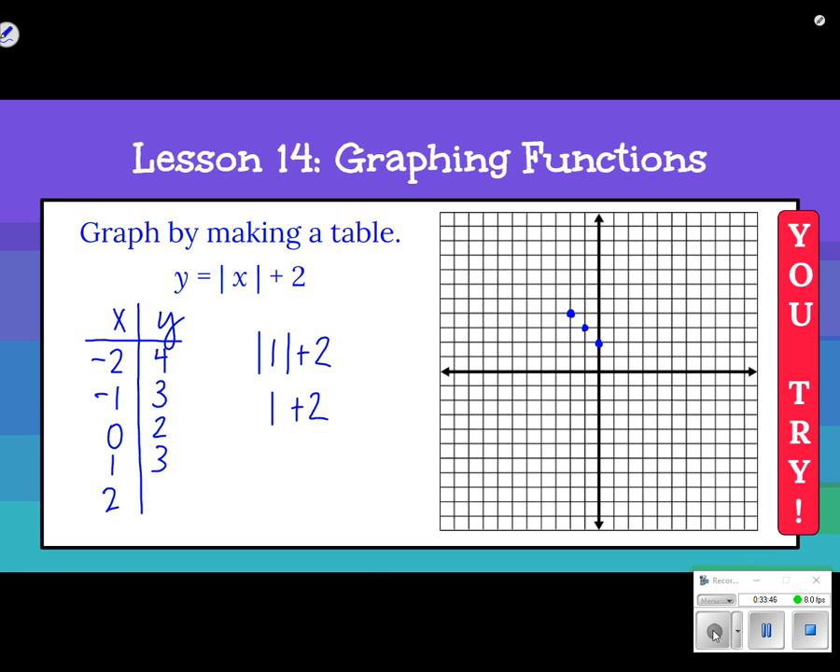Now, if you only did positive numbers or 0, you wouldn't see the bend in this function. So absolute value of 2 is 2. 2 plus 2 is 4. So there is a benefit. I'm going to go ahead and connect my dots. There is a benefit of doing 2 negative, 2 positive, and 0 for the most part. And then if you feel like one side there's not enough points on it or something like that, you can always go out and get more points.